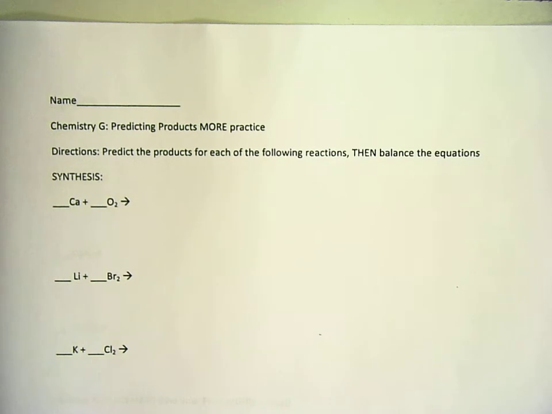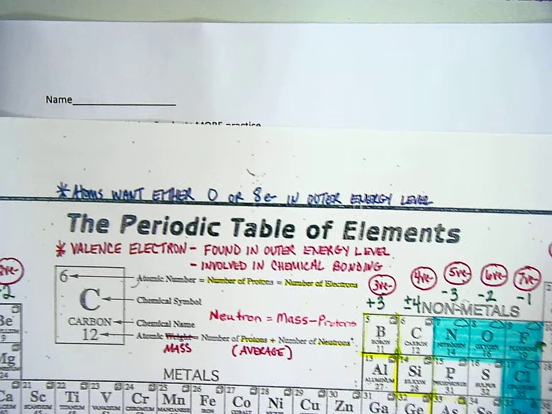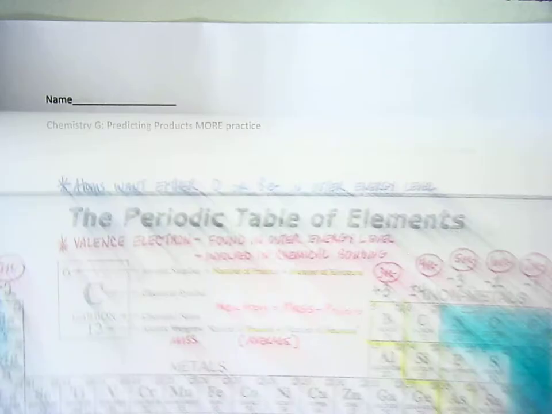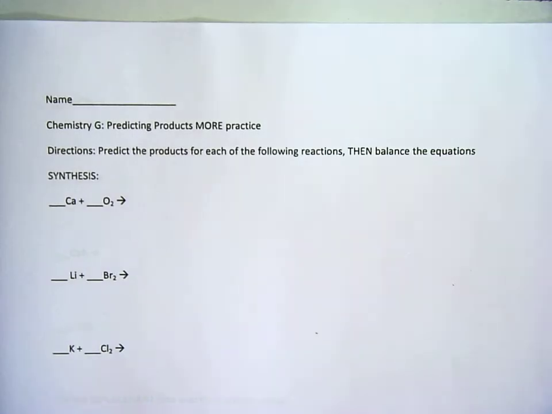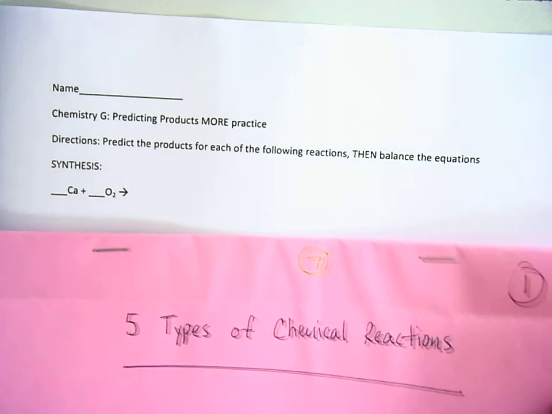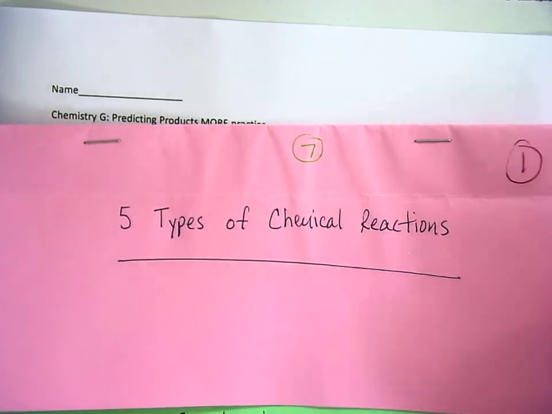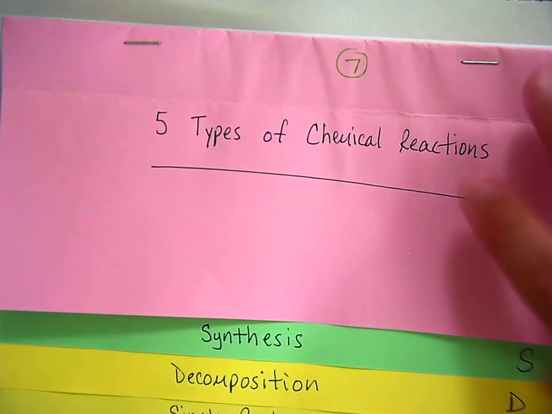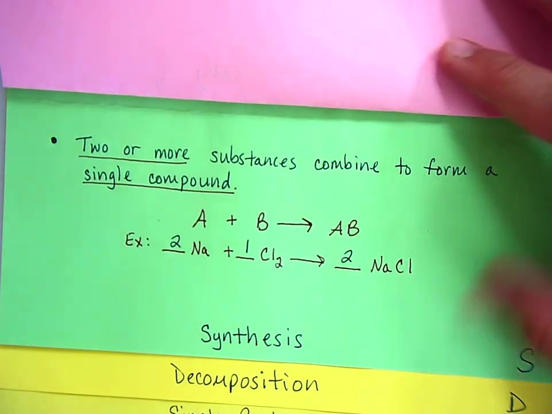Okay, in today's lesson, we're going to be going over predicting products, focusing on synthesis reactions. Before we get started, we need to have a couple things out with us. Number one, make sure you have your periodic table because we're going to need to look up the elements and their charge numbers. The other item I want you to have out is your flip chart. Our flip chart here is going to help us to look at the different types of reactions and give us a guideline on how to predict the products.